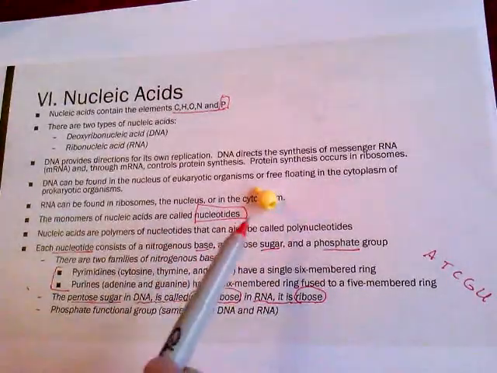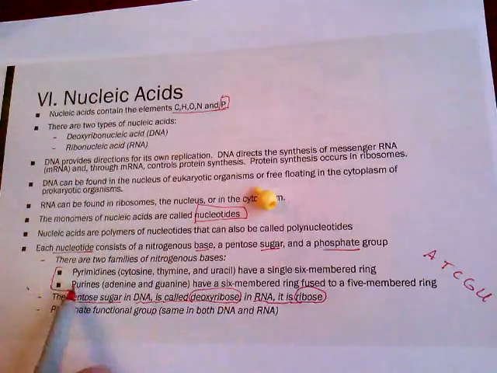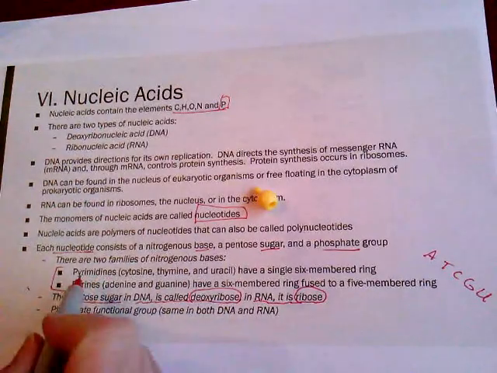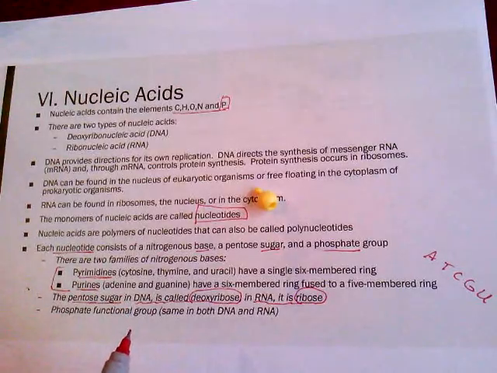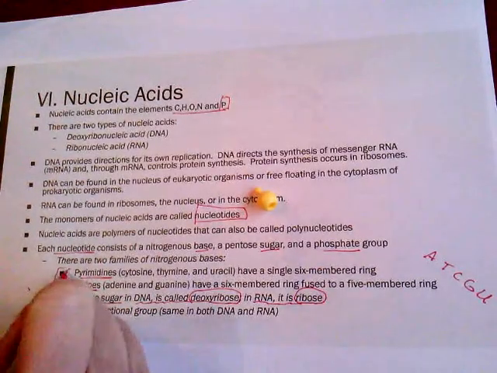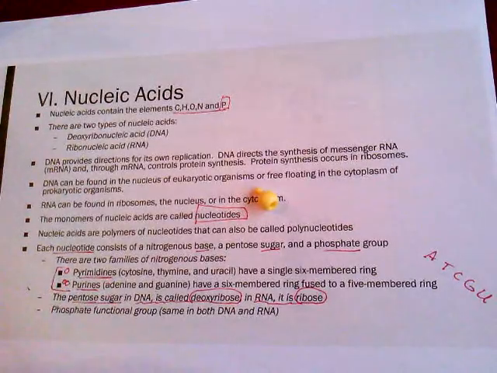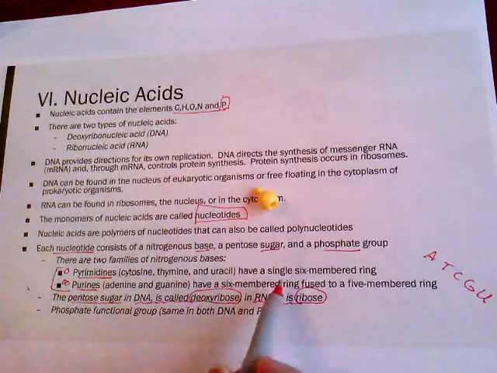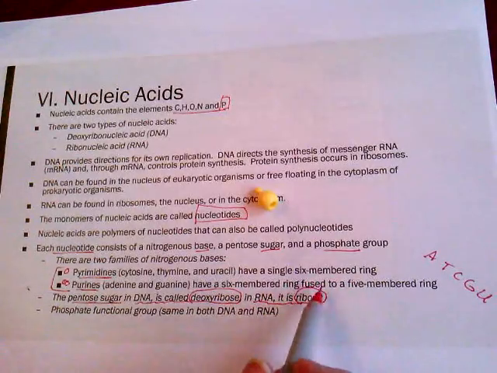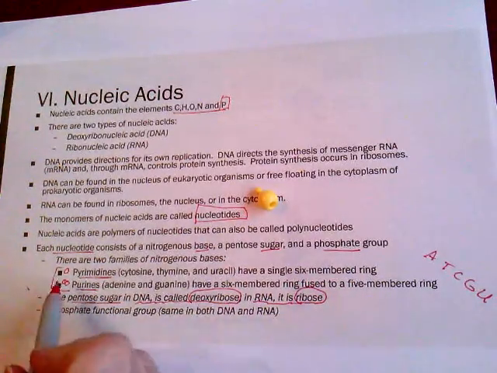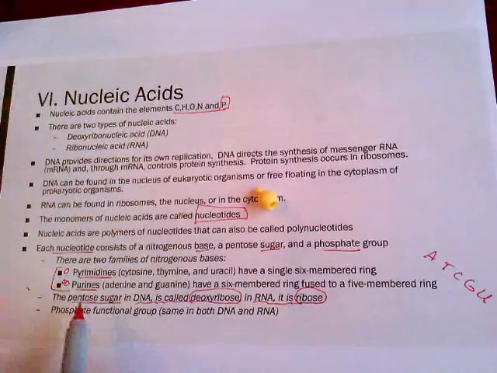Okay? Now, what are the bases? The bases come in 2 forms, what we call pyrimidines and purines. Pyrimidines, I always say, are a smaller molecule. They're like 1 ring big. But purines are like 2 rings big. They're a little bit bigger. That's what this is all saying. A single 6-member ring. This has a 6-member ring fused to a 5-member ring. In other words, 1 ring and 2 rings. Okay? 1 ringy dingy, 2 ringy dingies.